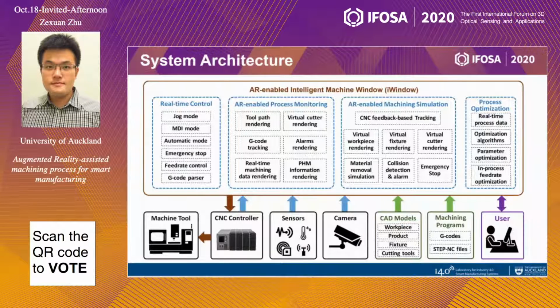Before I talk about the physical setup of our system, I would like to briefly introduce the system architecture here. For our design, we call it the AR-enabled intelligent machine window, or AIMW in short. As you can see here, the physical machine tool is combined with external sensors and data acquisition devices, which can achieve multiple functions through our intelligent machine window, and they communicate and interact with the users. Furthermore, users' feedback and commands will also be received, processed, and sent back to the physical machine tool to achieve closed-loop control.